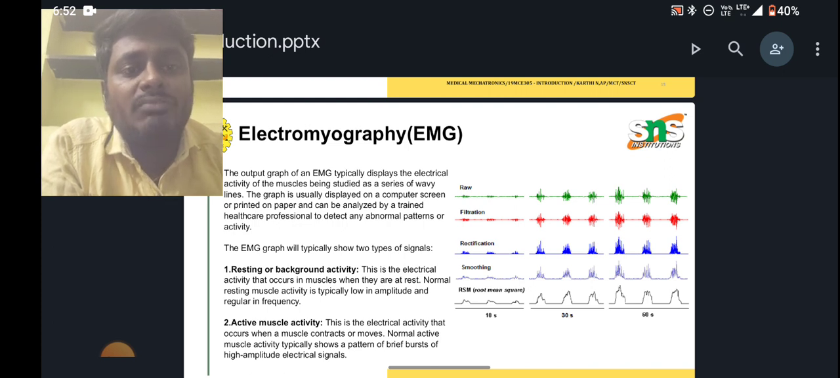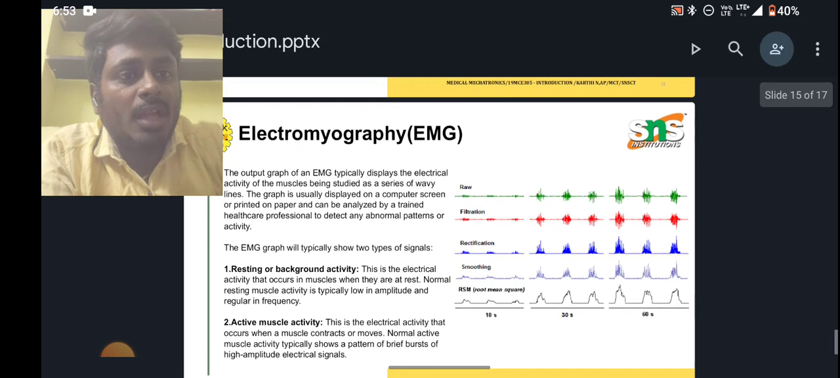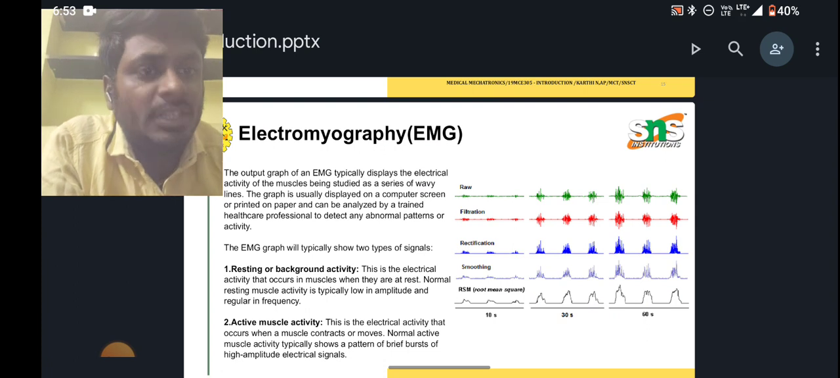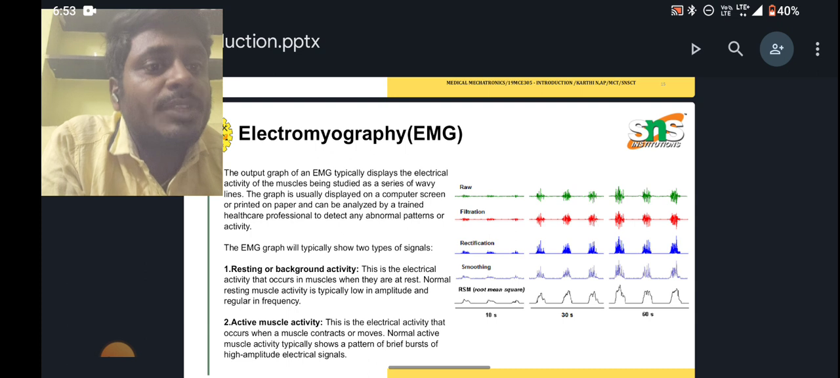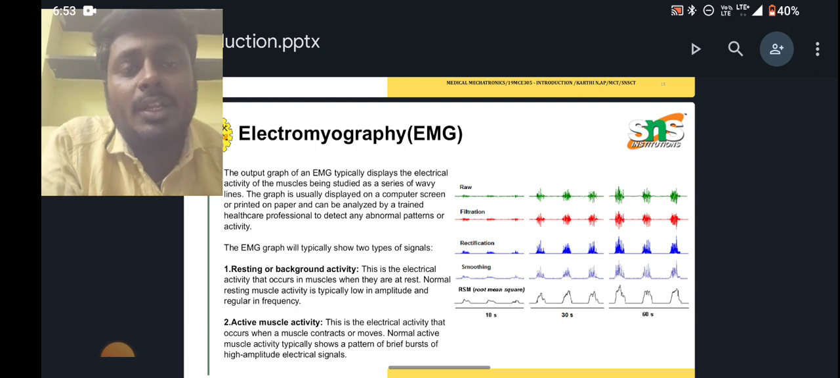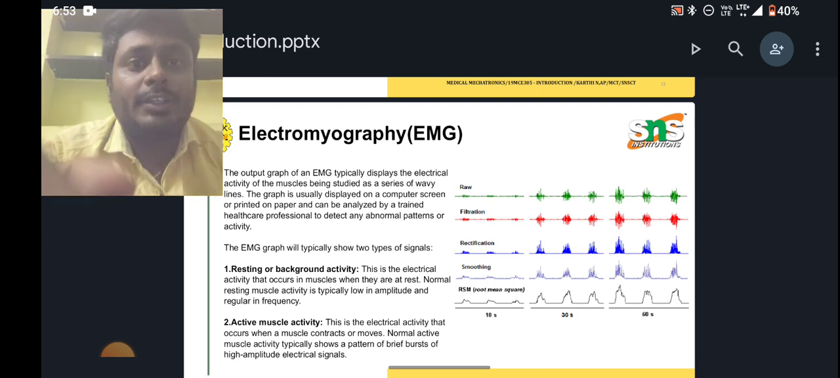Normal active muscle activity typically shows a pattern of brief bursts of high amplitude electric signal, which in turn we can see in the graph, the difference between the raw wave, filtration wave, rectification wave, smoothing wave, and root mean square wave, through which we can detect the muscle activity, detect the disorders, and give the diagnosis to the affected patient.